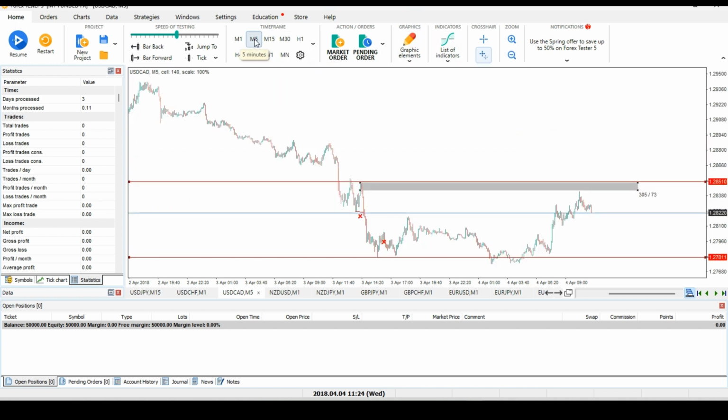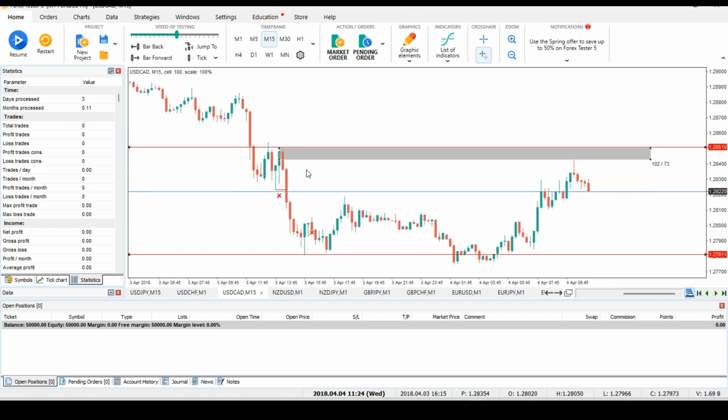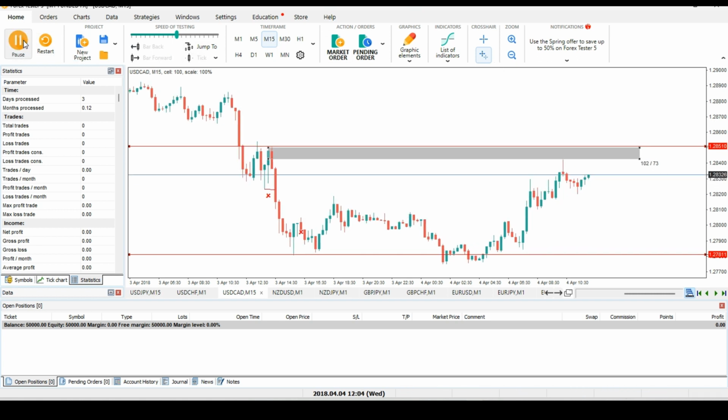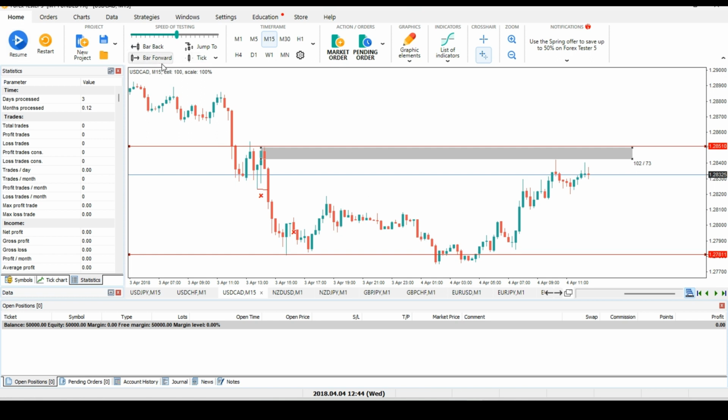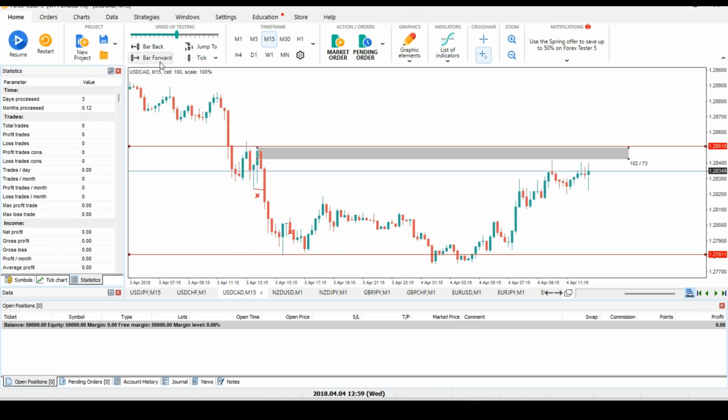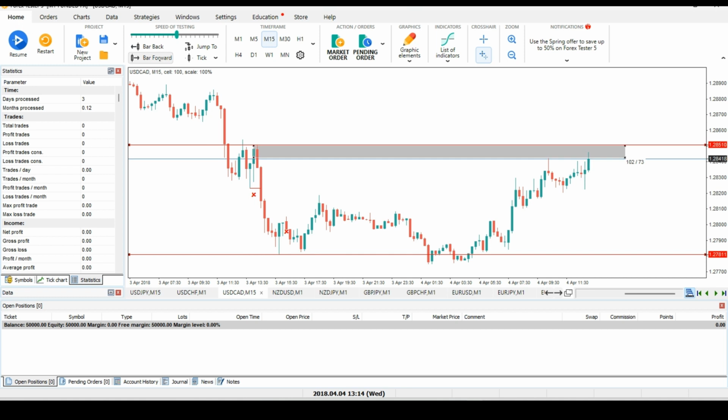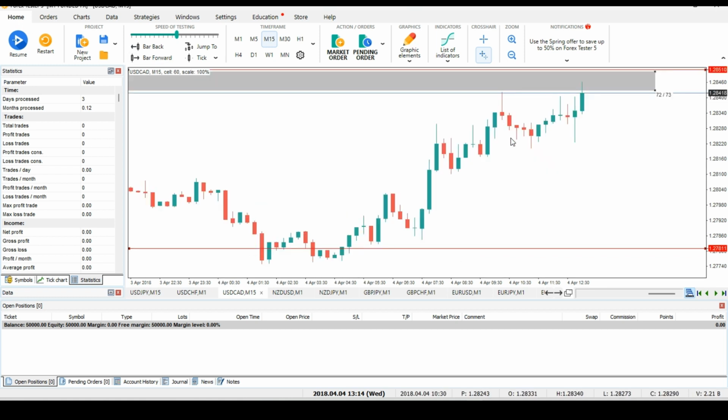Right here, you can see that the market almost touched our zone. Okay, it almost touched our zone right here. So yeah, you have to be patient, guys. You have to be patient and wait until the market comes to your area like that. Now what we have here is interesting.